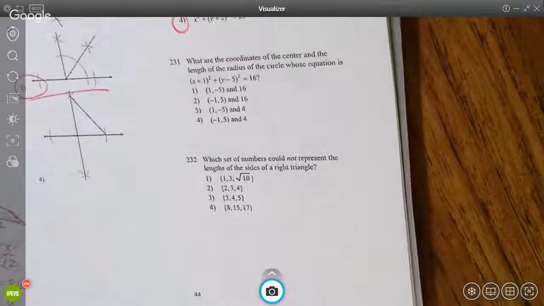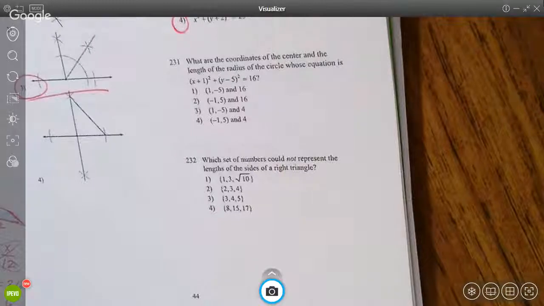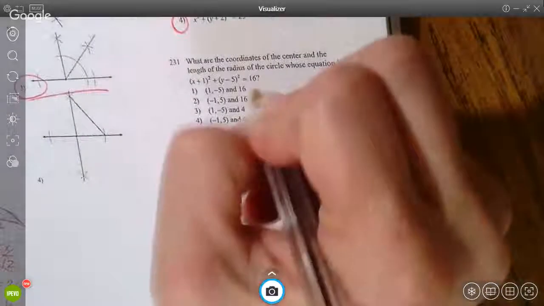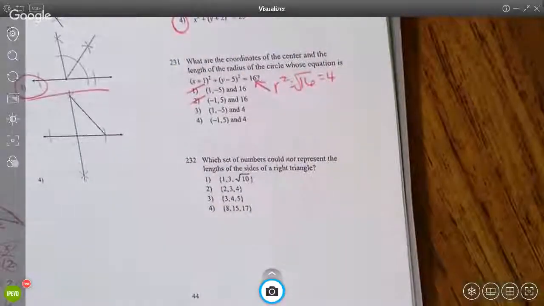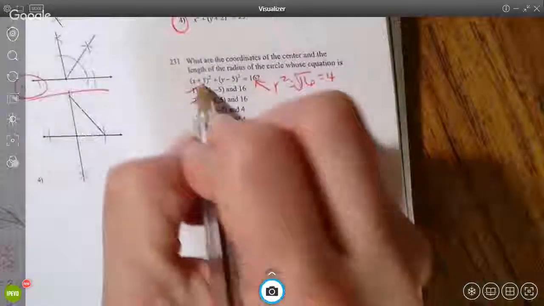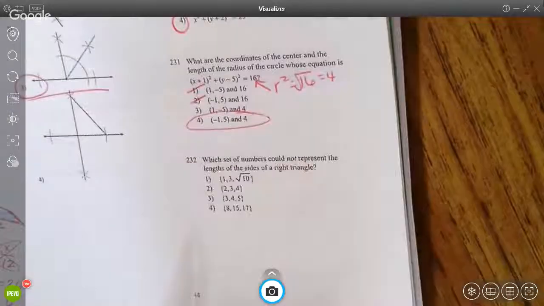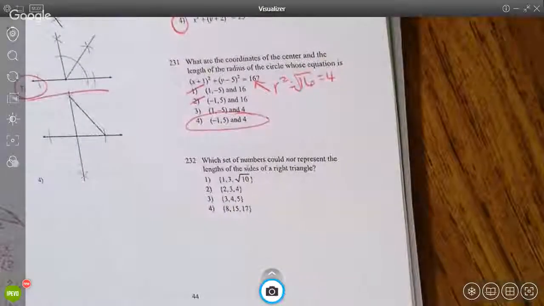Question 231. What are the coordinates of the center of the circle and the length given this equation? Right away, we know this is r squared, so the square root of 16 is 4. So we can eliminate 1 and 2. Yep, it's 4. Then we switch the signs. So it is 4. Excellent job.